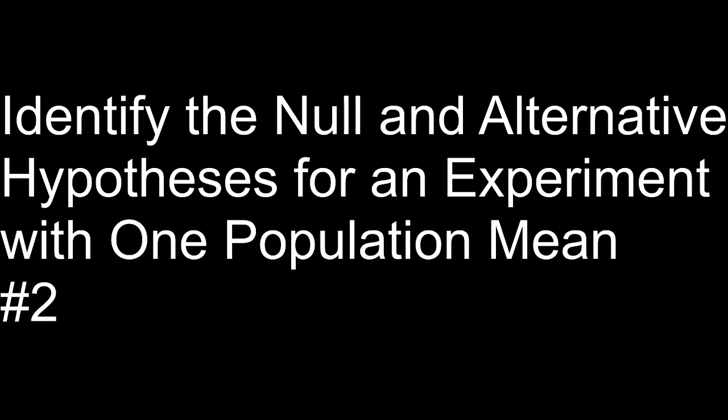This video is on the objective: identify the null and alternative hypotheses for an experiment with one population mean or proportion. I've noticed some of these problems deal with population proportions as well, but still the key is to set up these null and alternative hypotheses correctly. And this is the second video on a question related to this objective from your Newton Alta homework that I'm working on. And let's take a look.